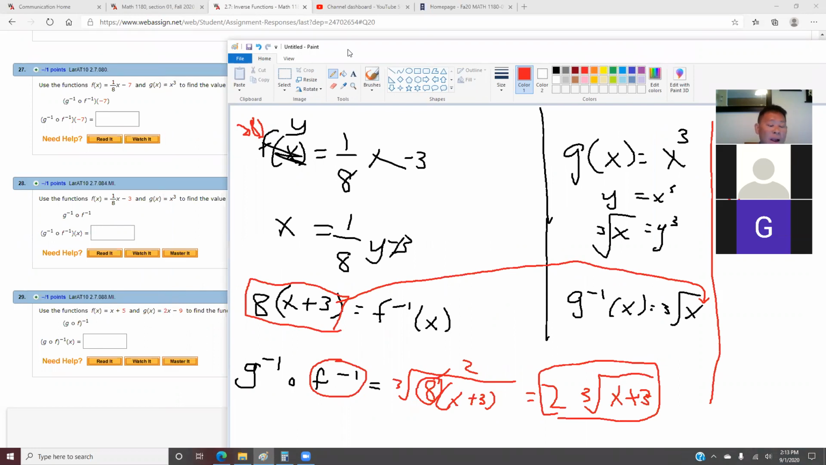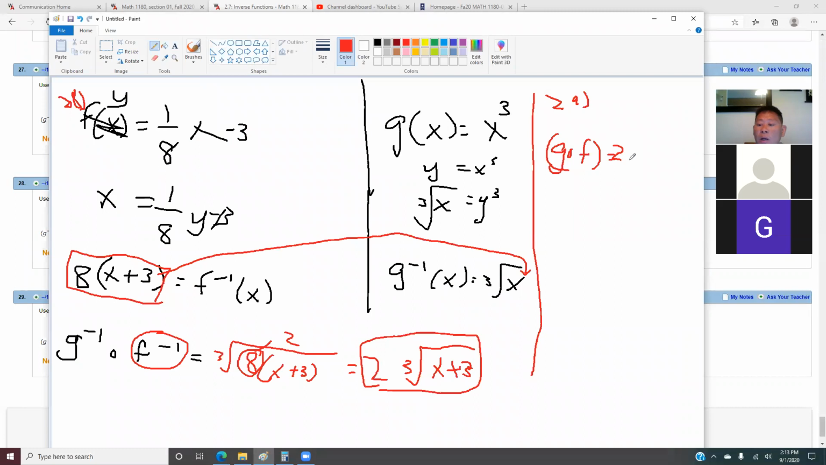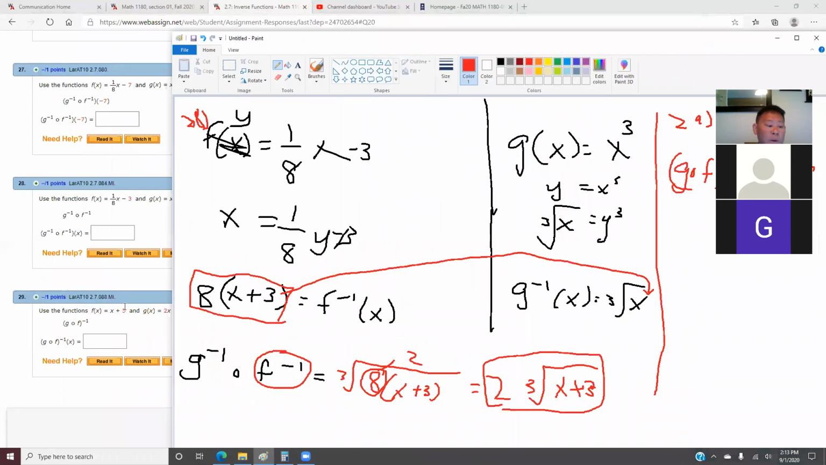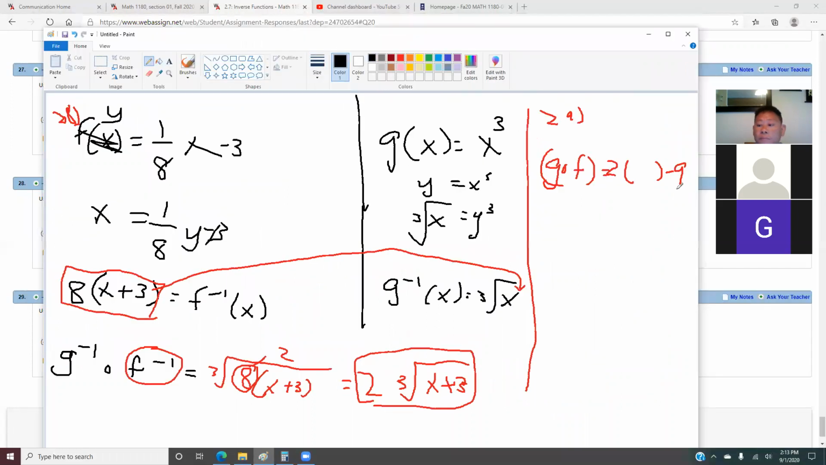So in this case, we have 2x minus 9, and this x will be replaced by x plus 5, which is from the f function. So you distribute the 2, you get 2x plus 10 minus 9. So this will give me 2x plus 1.